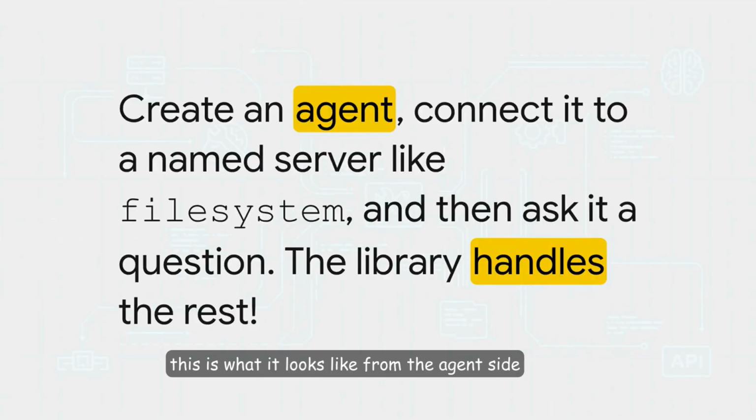Okay, friends, check out this code. This is what it looks like from the agent side. We're creating an agent here. We're calling it Finder. Now pay close attention to this one line: server names equals file system. This is the magic right here. We're telling our agent, hey, you have permission to talk to the MCP server named file system. That's the connection. From there, we just give the agent a task, like show me what's in readme.md. And the best part, the MCP agent library takes care of that whole four-step dance.